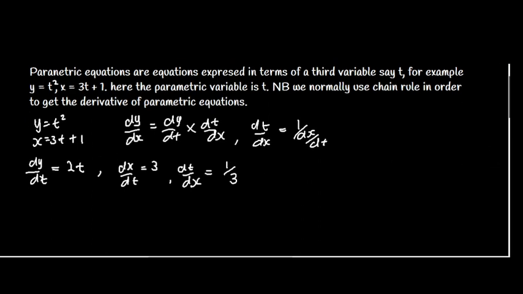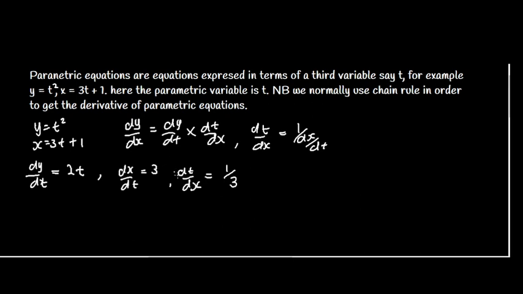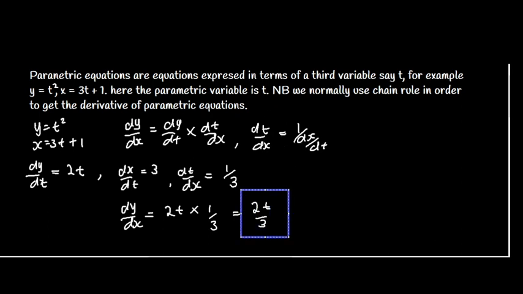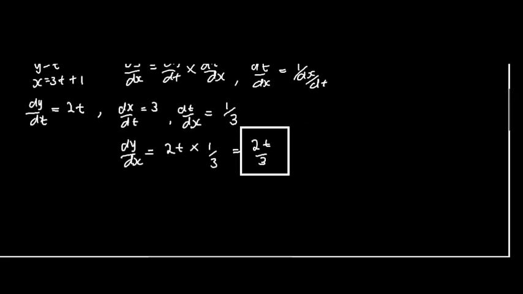After getting that, we can substitute into our formula. We shall have dy/dx being equal to dy/dt, which is 2t, times dt/dx, which is 1 over 3. We shall have 2t over 3 as our derivative function, our first derivative function. And then let's have a look at another example.